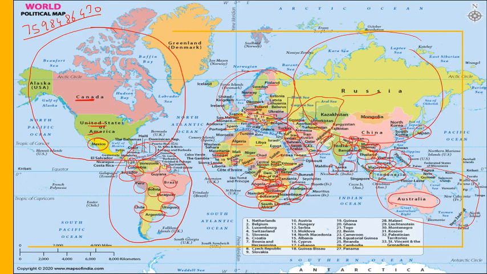Coming to Oceania, you have the country Australia and the country New Zealand. These two are very important, and it is very easy to remember.